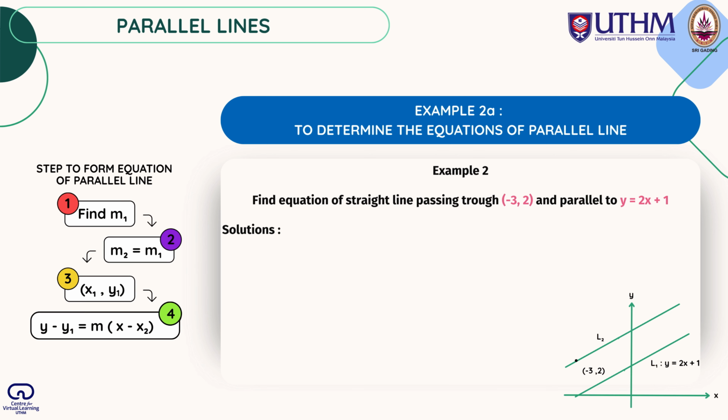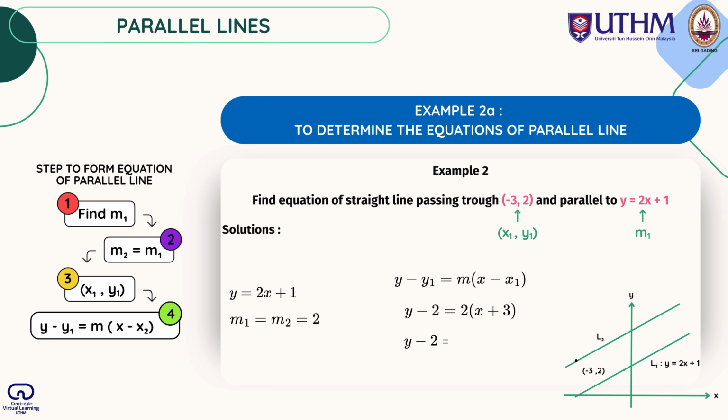Example 2, forming equation of parallel lines. Let's form an equation of a parallel line to y equals 2x plus 1 and passing through the point negative 3, 2. We already know m equals 2, x1 equals negative 3, and y1 equals 2. Substitute the values into the formula, and this will give us y minus 2 equals 2 times x plus 3. Solving the equation gives the parallel line y equals 2x plus 8.